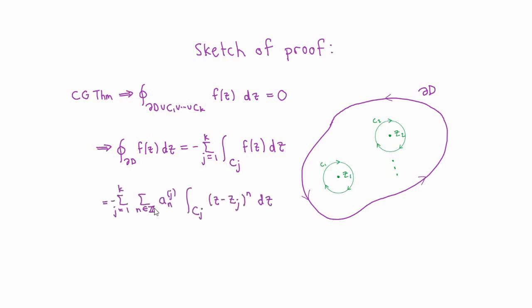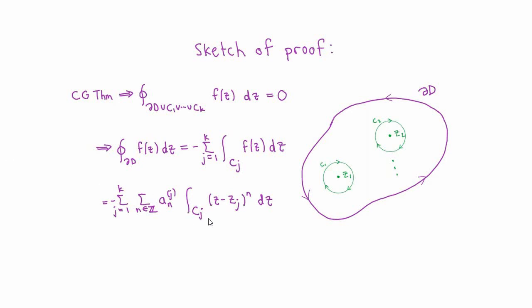Next, we substitute in the Laurent series expansions of the function f about each of its isolated singularities z1 to zk. Here, I've written a sub n superscript j to denote the nth coefficient in the Laurent series expansion of f about zj. Also, I've taken the liberty of interchanging the sum in the Laurent series expansions with the integral over Cj. We can do that because the Laurent series expansions are uniformly convergent on the Cj.